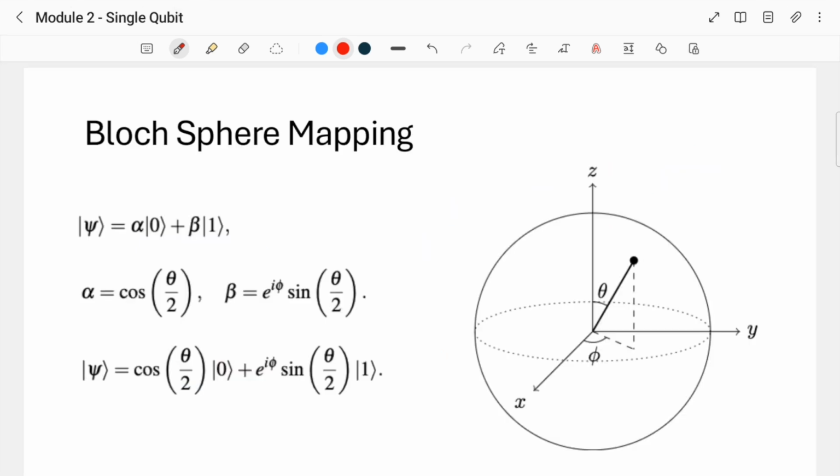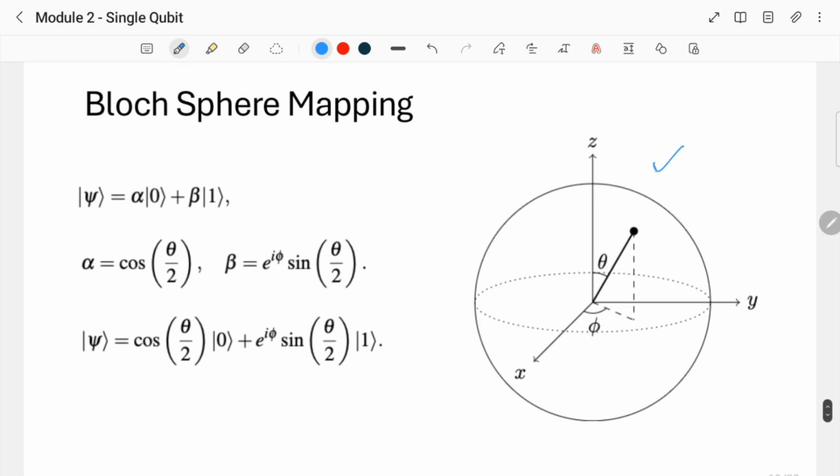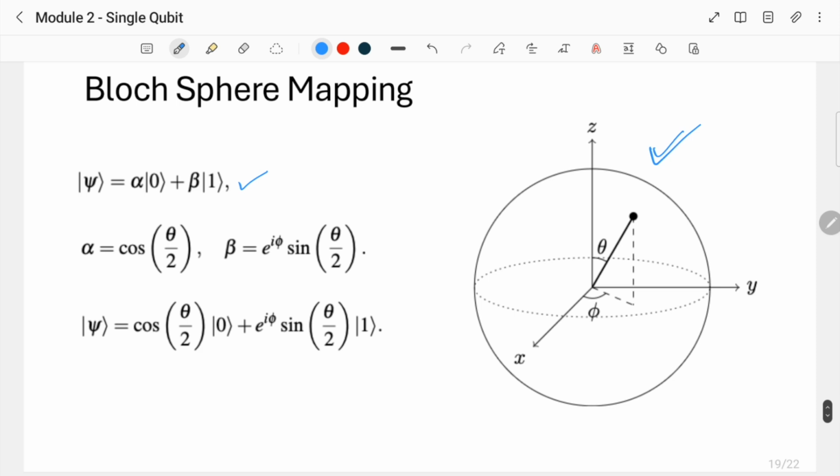Now we finally come to how we map these states. So this is the diagram that you need to keep in mind. This is how we represent our states, Dirac notation, and we convert it to spherical coordinates so that we can plot it on this Bloch sphere here. Here are the conversions. Alpha goes to cos theta by 2 and beta goes to e to the iota phi sine theta by 2.